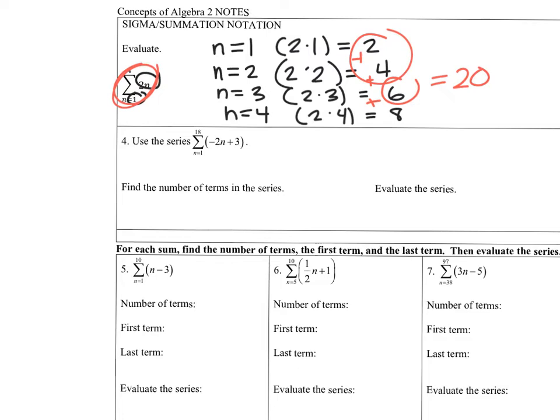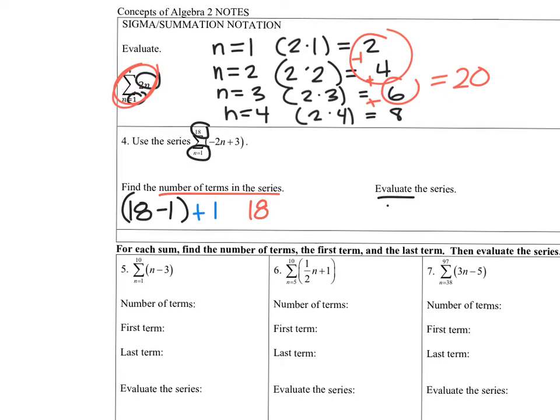So I'm going to use this series. This is the sum of all the expressions, or all of the numbers, when I plug in 1, 2, 3, 4, 5, 6, 7, 8, all the way to 18. To find the number of terms, you take the top number minus the bottom one, and then add 1. So it's always the top minus the bottom, add 1. So in this case, there's 18 terms.